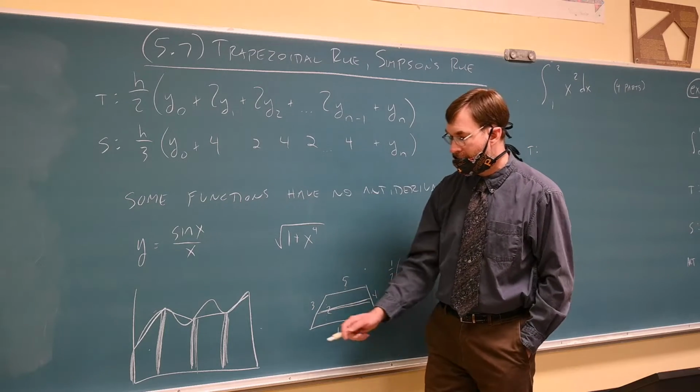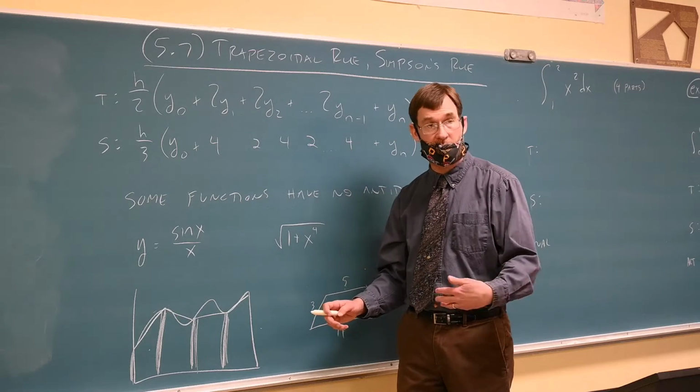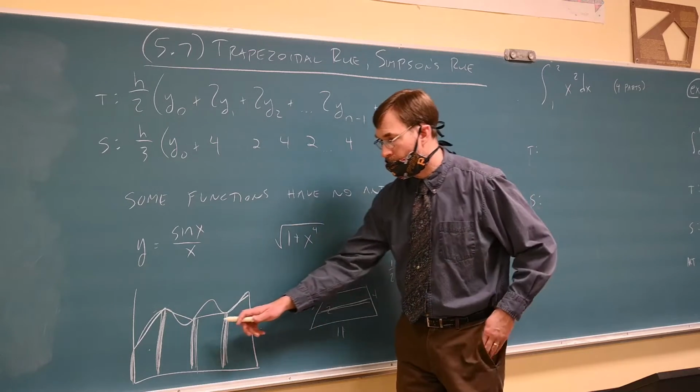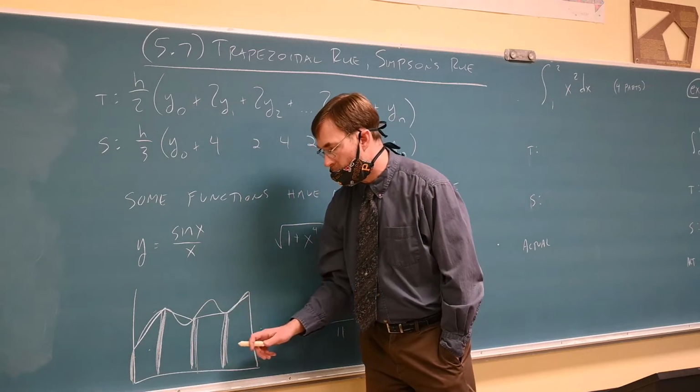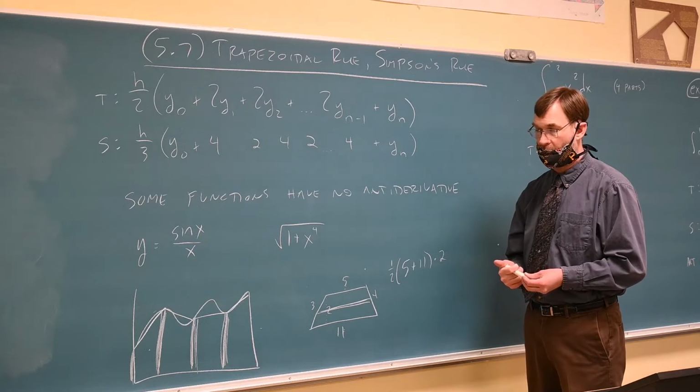So over time, all of these segments in the middle would get counted twice because they were part of 2 trapezoids. The beginning line would only get counted once. The ending line would only get counted once because they were only part of 1 trapezoid.